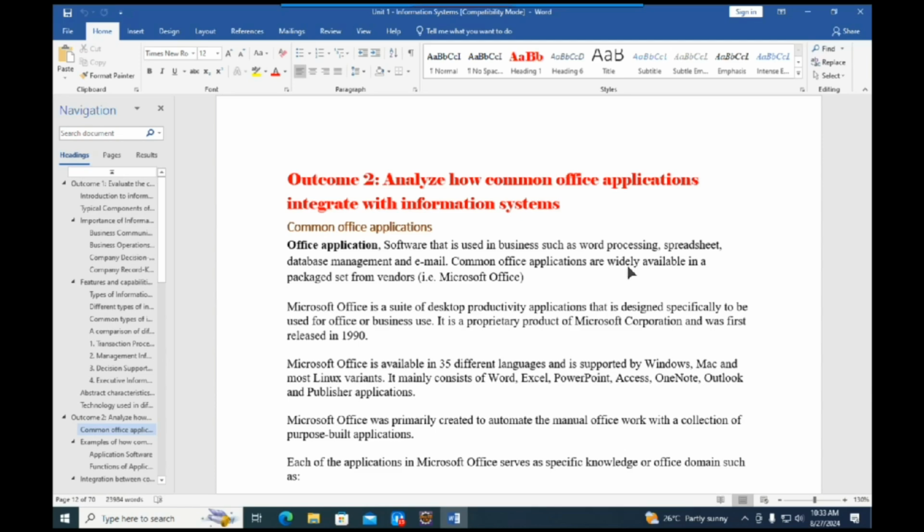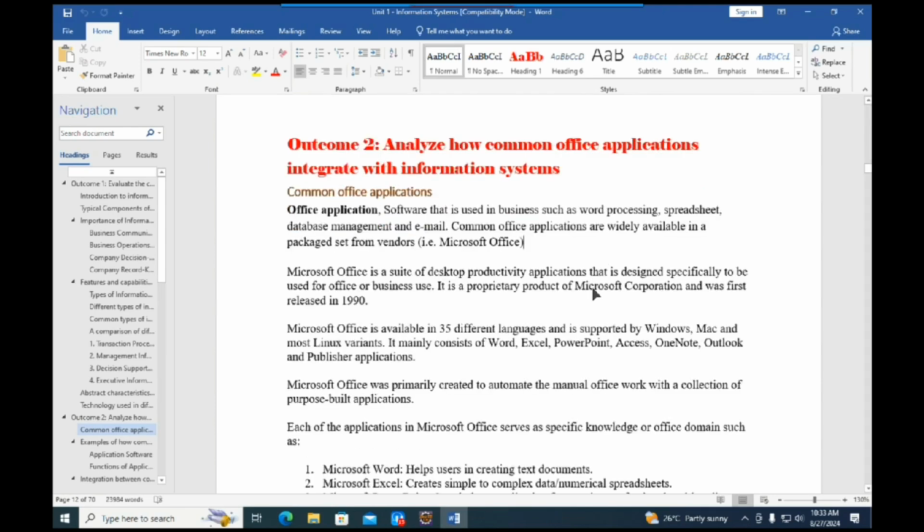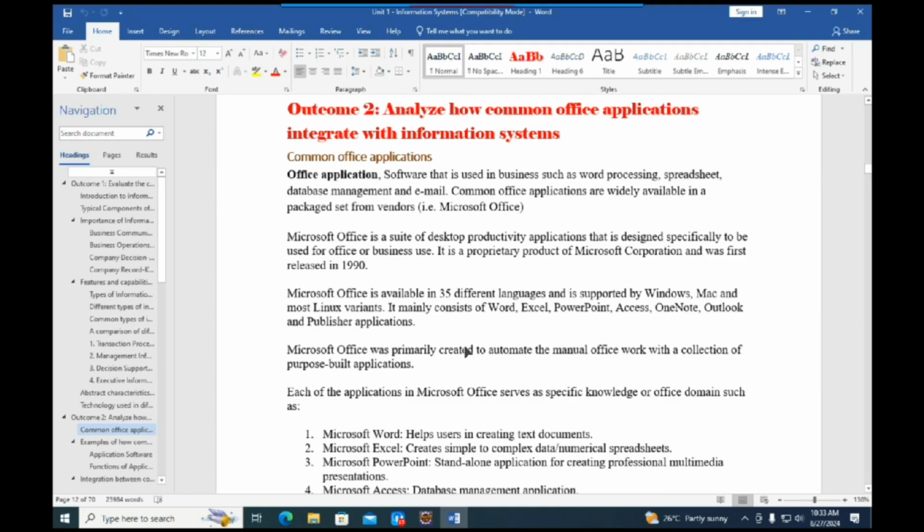So when you talk about Microsoft Office, we are talking about a package of software that is used for office work. The Microsoft Office suite was majorly designed to be used for office, or we can say for business, and it is a product of Microsoft Corporation that was released in the year 1990. Microsoft Office exists in 35 different languages. You can use it in Chinese, you can use it in German. It is supported by different operating systems like Windows, Mac, and the majority of the Linux variants.